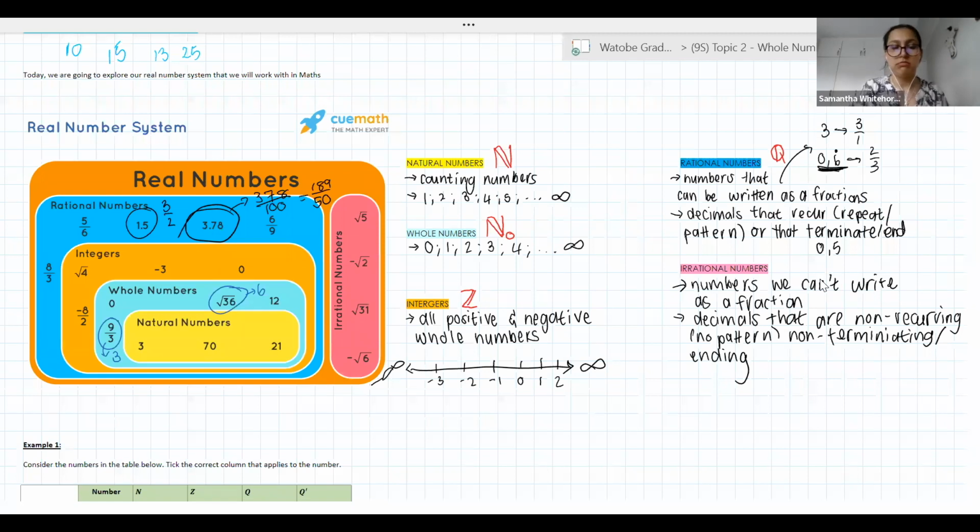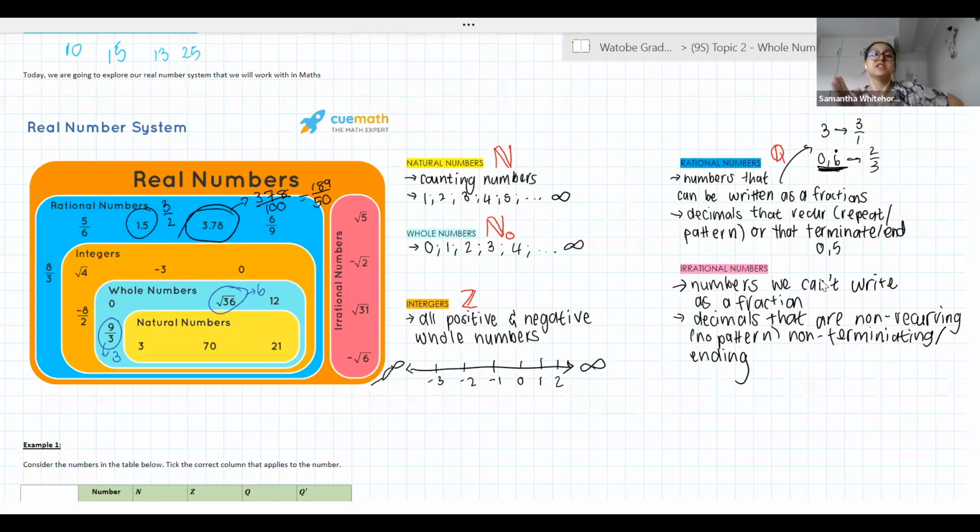Now, a very commonly used example of this is pi. Okay, I don't know why I'm showing you the calculator. That was a weird thing to do. But pi is probably one of the most famous irrational numbers. Pi is a decimal that just keeps going. There's no pattern to it. It just keeps going, keeps going, keeps going.